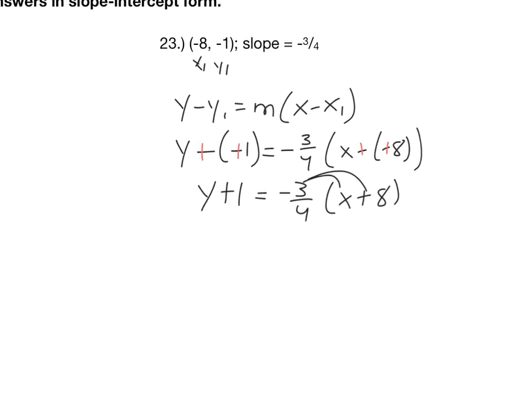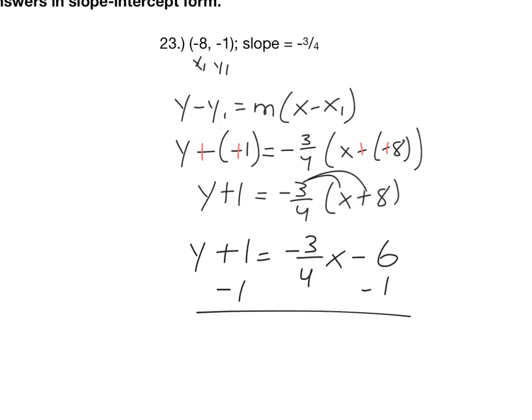and if you do that, you get y plus 1 equals negative 3/4 x plus, negative 3/4 times 8 would be negative 6. Almost there. Last thing is get rid of that plus 1 by subtracting 1. And if you do that, you get y equals negative 3/4 x minus 7, and that's in slope-intercept form.